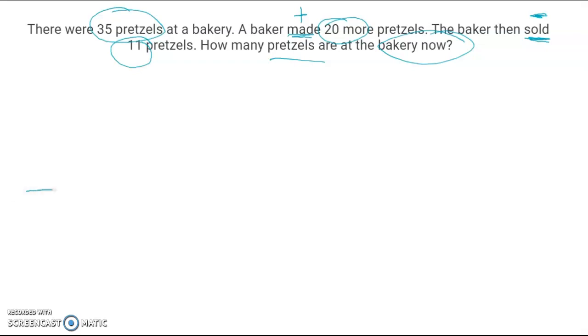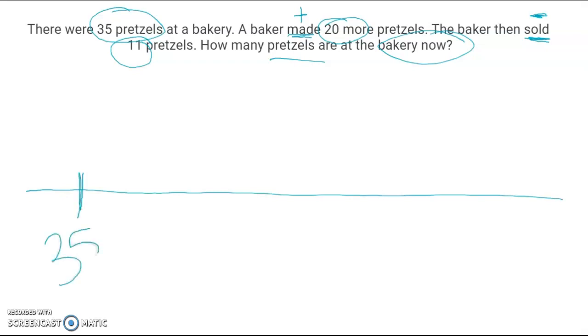Well, I want to show it on my number line. So when I'm looking at my number line, I started with 35 pretzels and then I made 20 more. So I know I'm going to be needing to jump forward on my number line. My number is going to increase. So I'm going to start over here at the left with the 35 pretzels. I made 20 more, so I have to jump forward to show my adding 20.